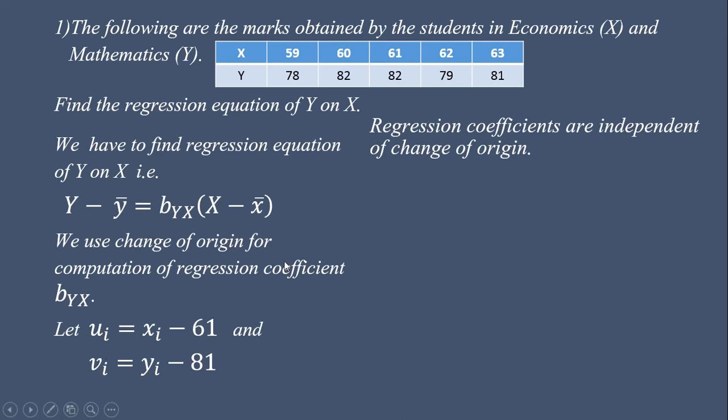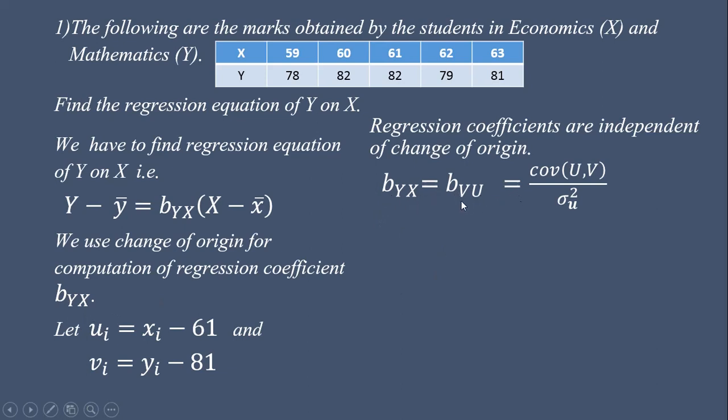Okay, so we know this property: regression coefficients are independent of origin. So now the regression coefficient of these two variables ui and vi is the same as byx. So this byx which we want to find is the same as the regression coefficient between u and v, bvu. Instead of y we now use v, instead of x we now use u. And since this regression coefficient is independent of change of origin, if we change origin, this regression coefficient will not change. byx is equal to bvu.